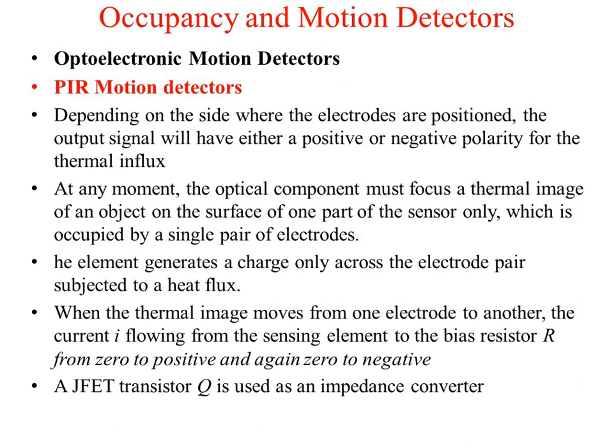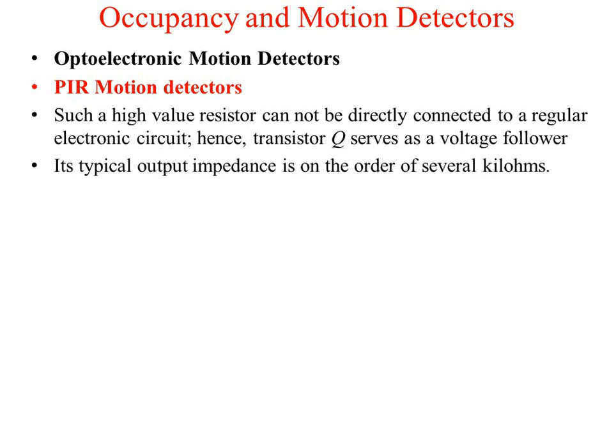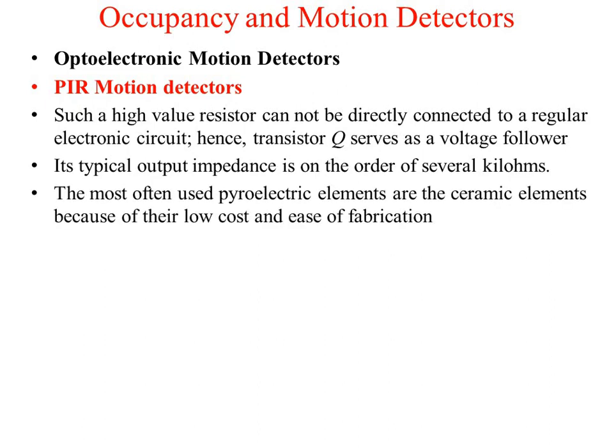The JFET transistor Q is an impedance converter. We simply call it that because a high resistance gets converted into a low resistance by a voltage follower circuit. Resistor R is in the range of 50 giga ohm, and such high resistance values cannot be directly connected. So Q serves as a voltage follower and its output resistance is in several kilo ohms. That means giga ohm is converted into kilo ohm.